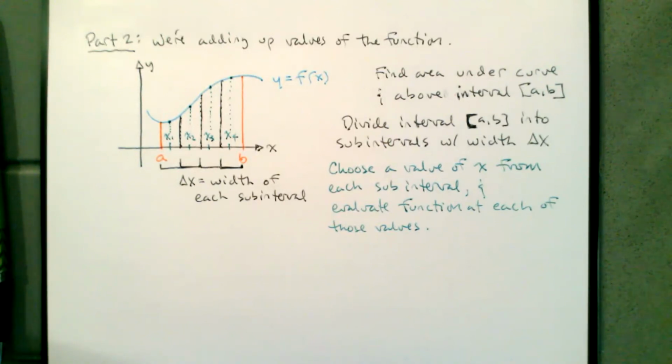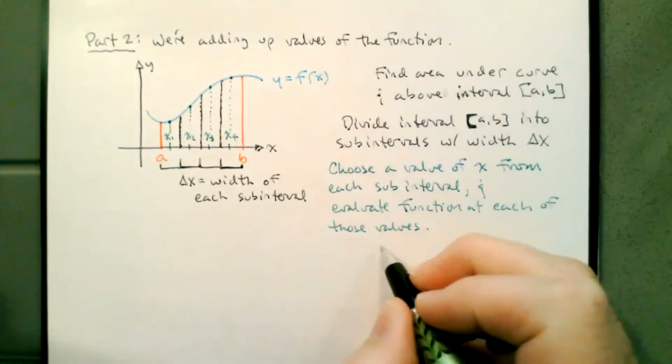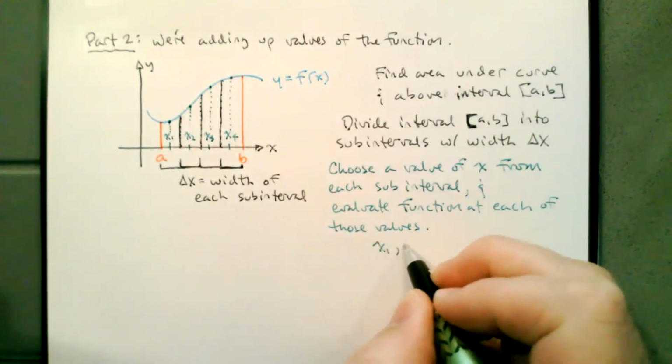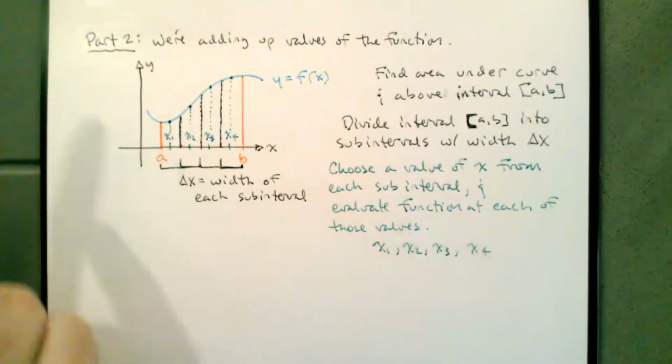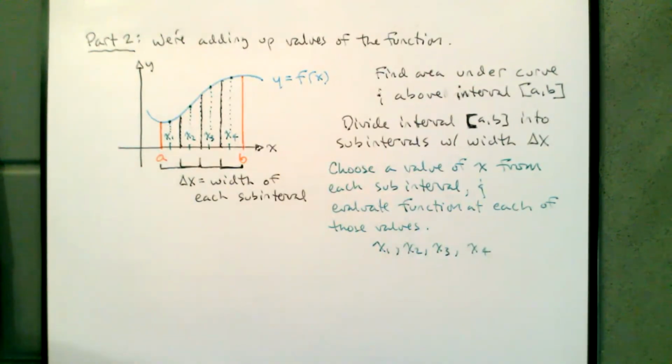So here we chose x1, x2, x3, and x4. The function at each of those values is going to be the height of the rectangles that we create.